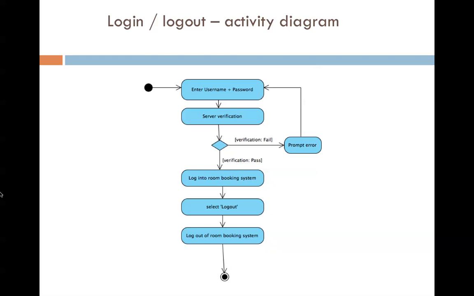The activity diagram shows the password-protected login/logout mechanism of our room booking system. The system requests the account owner enter his or her username and password, and the server verifies the details. If the verification process fails, the system prompts an error and requests the user to re-enter his or her details. Else, the account owner is logged into the room booking system and will be able to log out of the system by selecting the logout button.